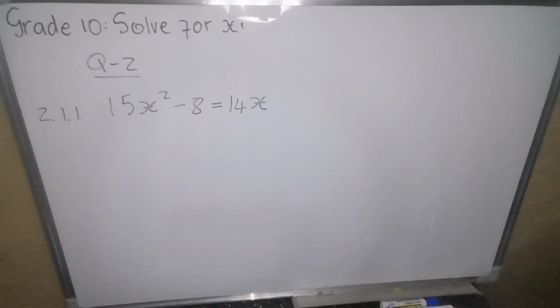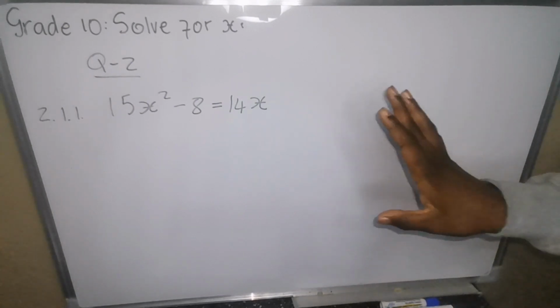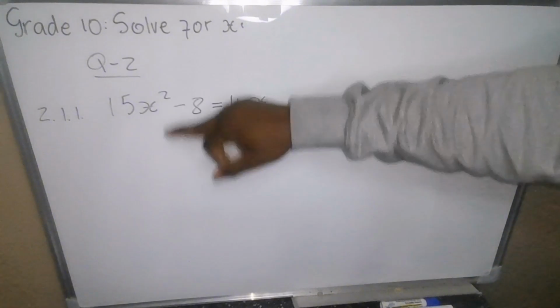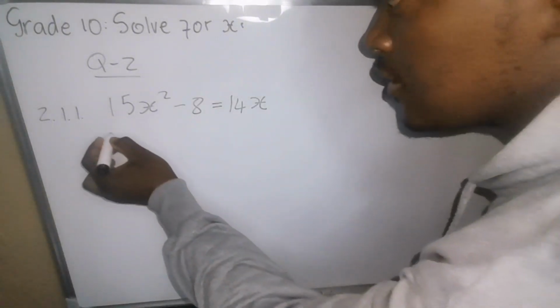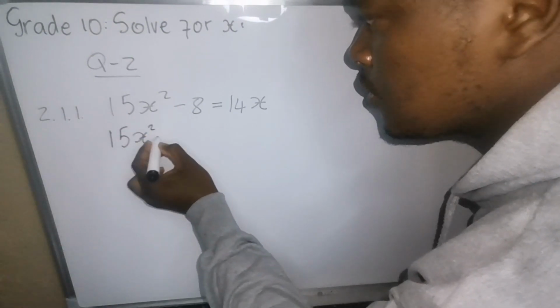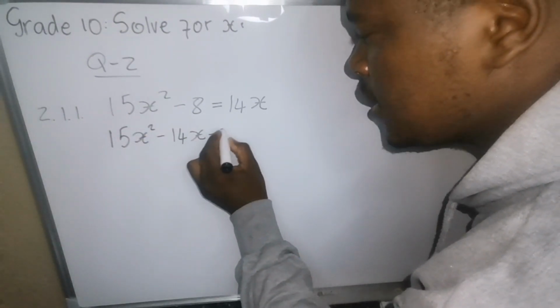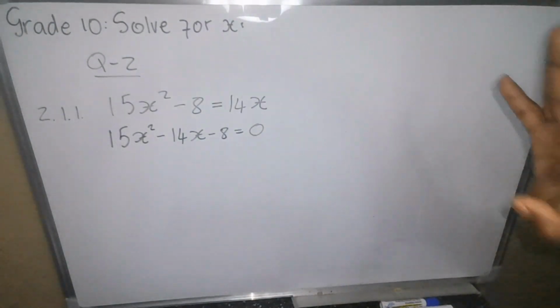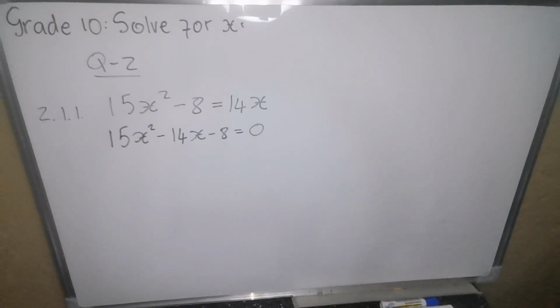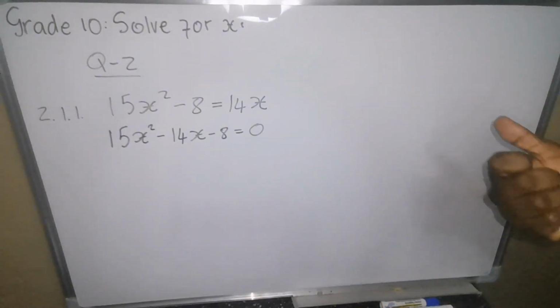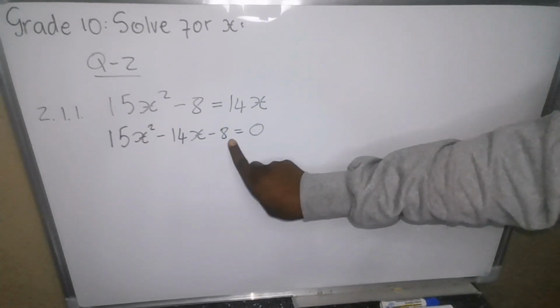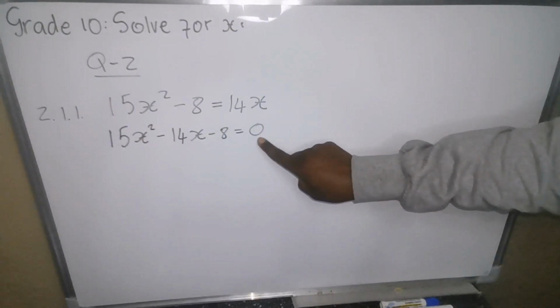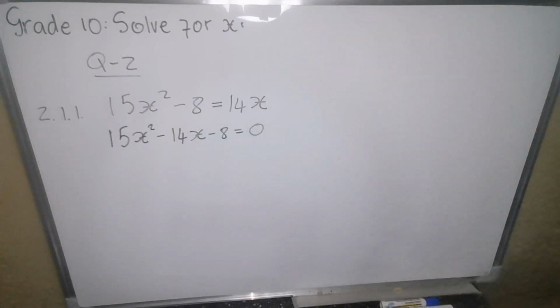Therefore, one side must be left with 0 when you solve for x in this case. So we're going to take this 14x to the left. We put it in order: 15x squared minus 14x minus 8 equals 0. So this is a quadratic equation. As you can see, it has three terms with different coefficients: x squared, then x, and a constant, and it must be left with 0 on the other side. That's our aim.